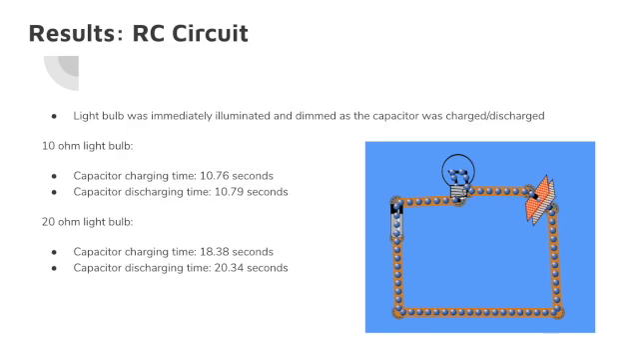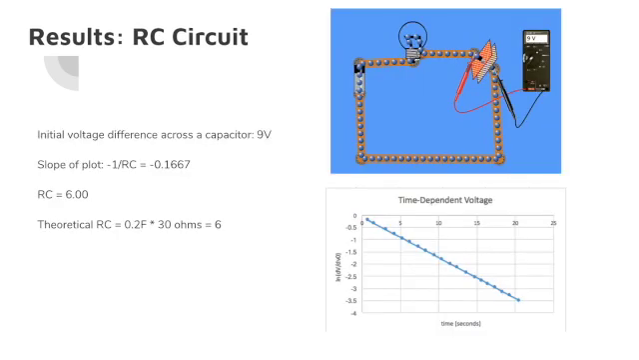A final circuit was created, which is seen in the image on this slide, with a 30 ohm resistor bulb, and I used a voltmeter to measure the voltage difference across the capacitor, which, as you can see, was measured as 9 volts.